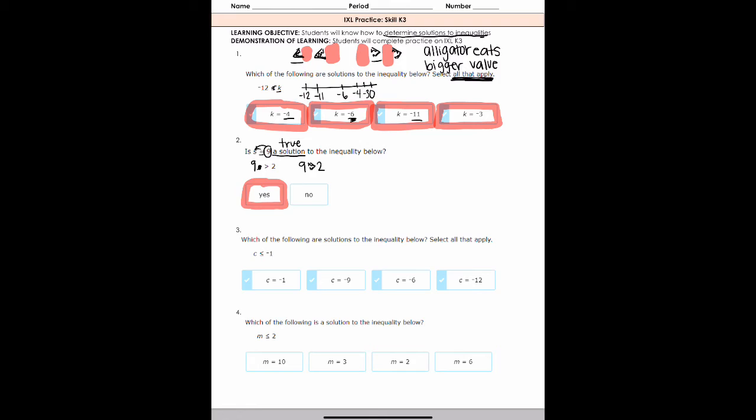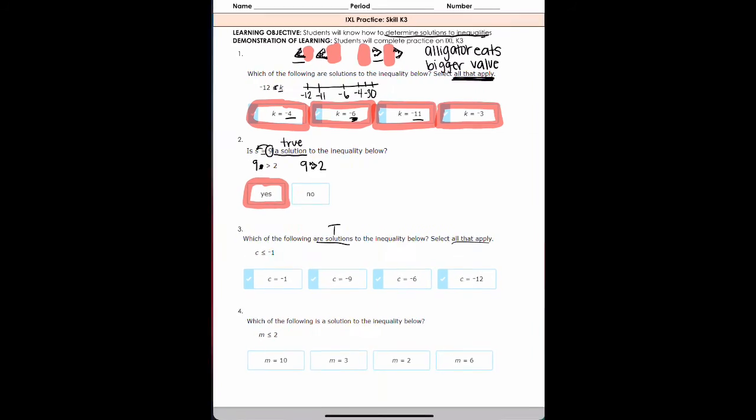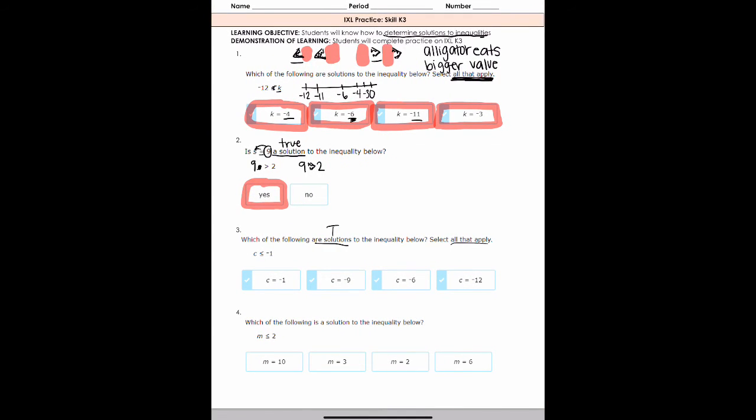Number 3, which of the following are solutions, which means that they're true, to the inequality below? Select all that apply. So I'm going to use the substitution method here. Instead of C on each one, I'm going to write the number that they give me. So negative 1 is less than or equal to negative 1. Well, negative 1 is equal to negative 1, so this is a solution.